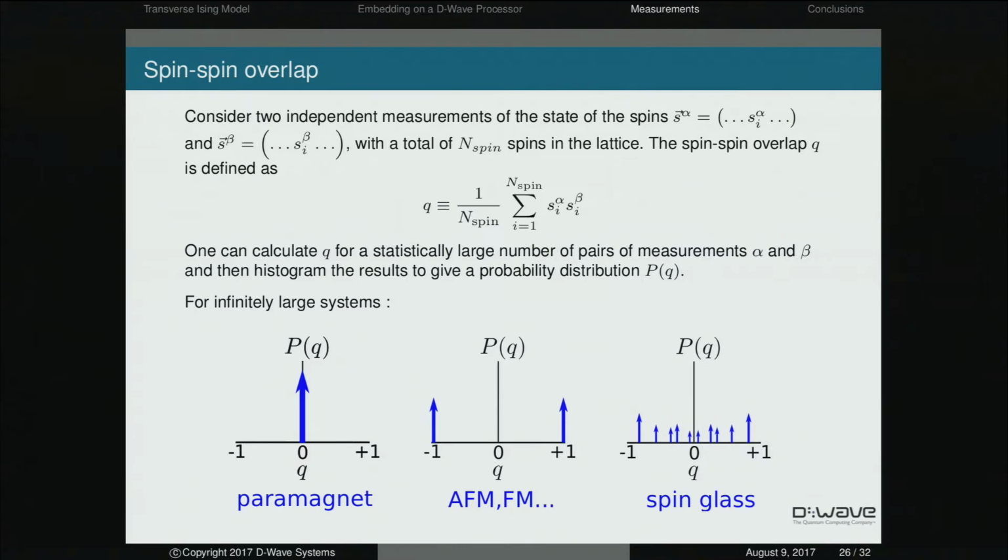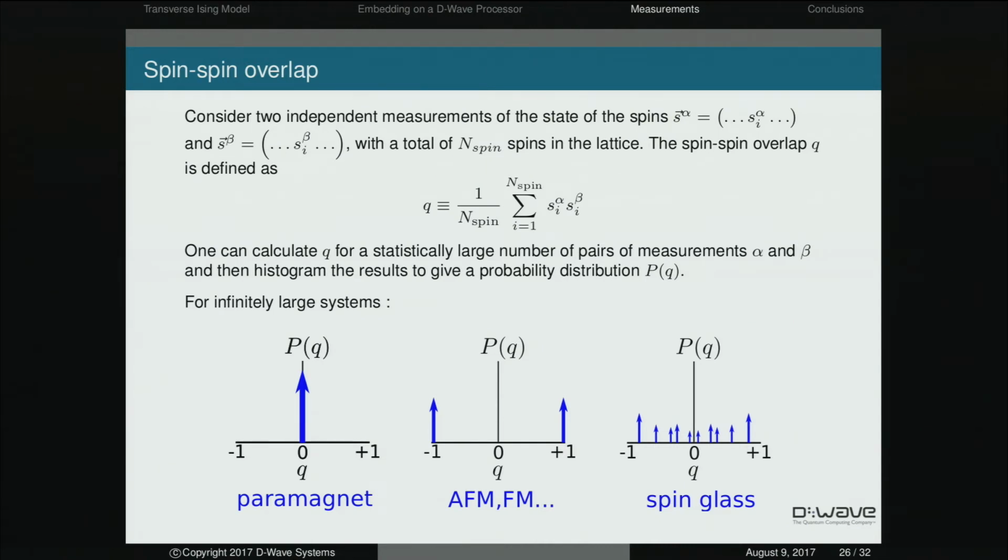If you're in a paramagnet, what you expect is a delta function sitting right at Q equals 0. So you expect thoroughly uncorrelated answers to come out of the hardware every time you run it. If you have something that's clearly an ordered phase, like an antiferromagnet or ferromagnet, where you have two spin flip symmetric ground states, there's only two possible values of Q at that point, ±1.